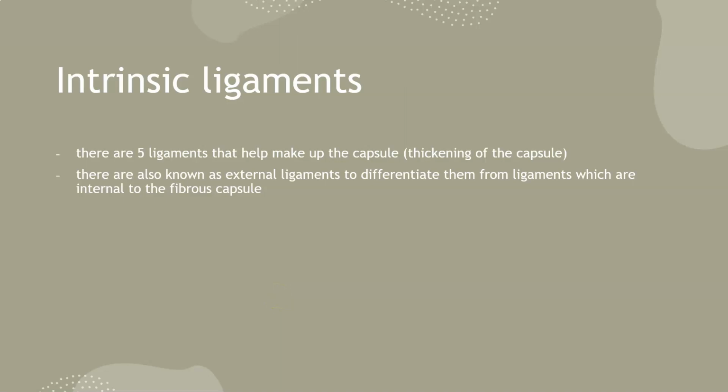There are extrinsic and intrinsic ligaments when we look at the knee. So there are 5 ligaments that help make up the capsule. When we look at them as being intrinsic, if you remember correctly, this is about fibers that are shared with the fibrous capsule of a joint. So we can say here that these 5 thicken the capsule or are thickenings of the capsule. They are also known as external ligaments to differentiate them from ligaments which are internal to the fibrous capsule. Something that's kind of unique to the knee is that we have deep inside ligaments that are related to the knee, but they're internal to the fibrous capsule in the space between or deep within.